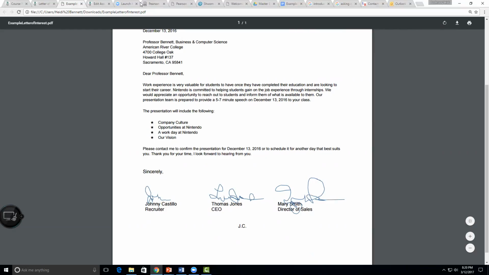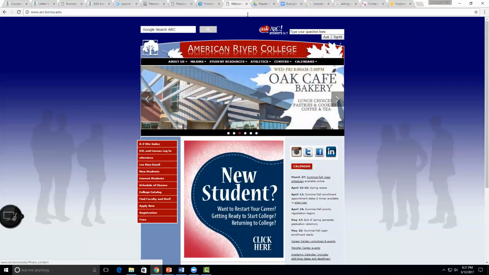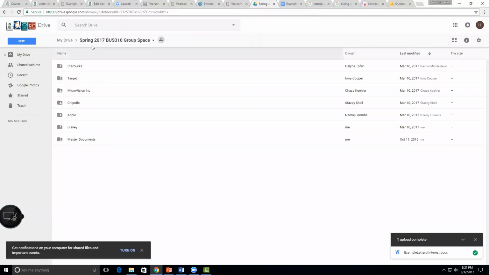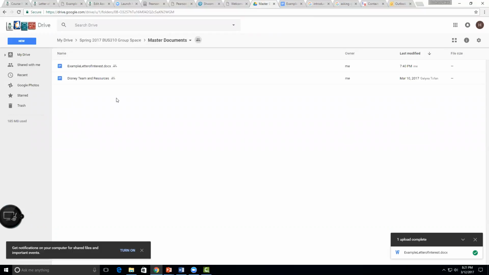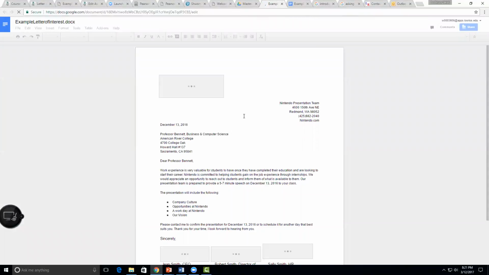Please remember that you want to make sure to use the ARC Los Rios Gmail login to access the shared drive. When you look at the spring 2017 Biz 310 group space, you'll see the folders for all of your groups. Make sure all of your documents stay in those groups. If you look at master documents, that's where every week I'll put an example. So for example, this week, the letter of interest, very similar to the one that you've noticed in the Dropbox area.